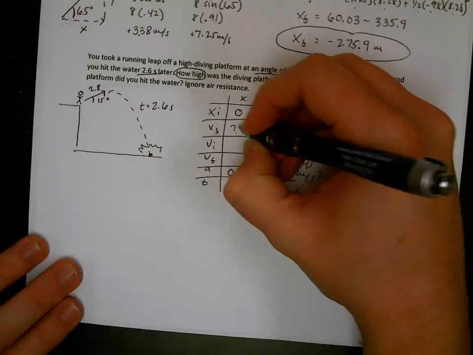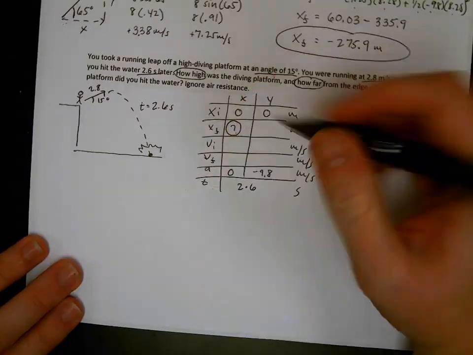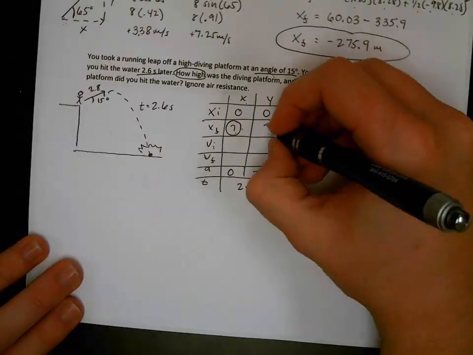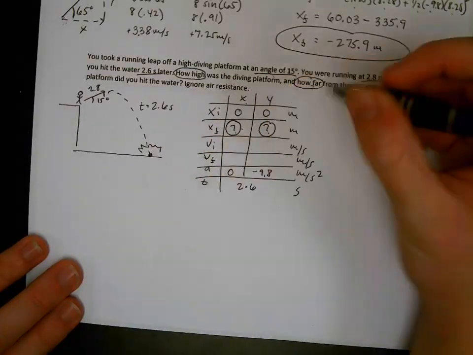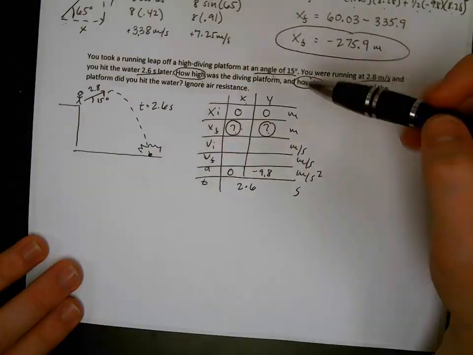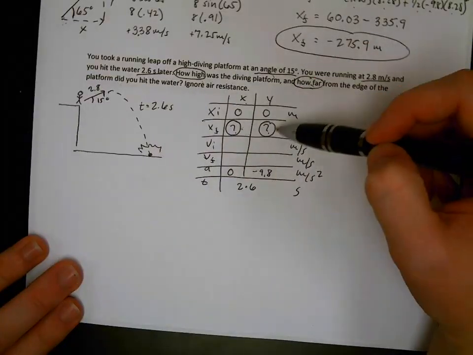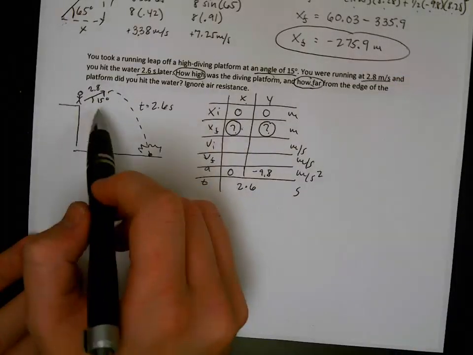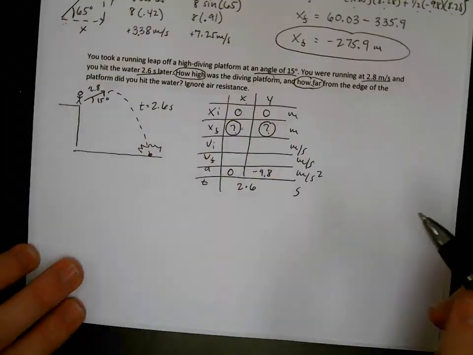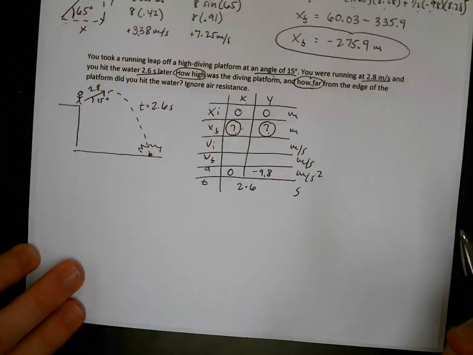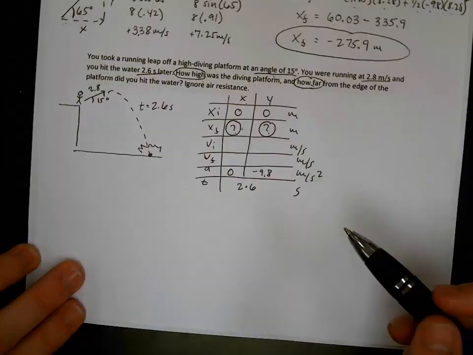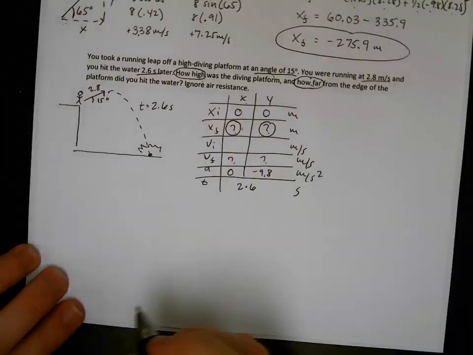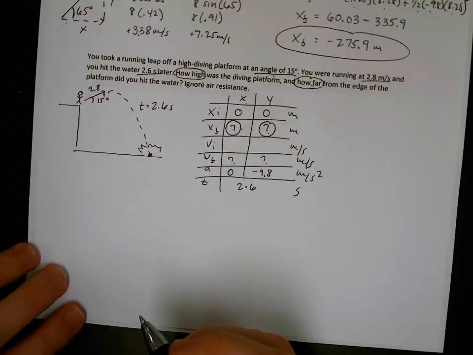Positions, we don't know. This one right here, position in the X direction, will tell us how far. This one right here, position in the Y direction, will tell us how high. All right, so X direction, how far, Y direction, how high. Initial velocity, again, we have an initial velocity, but it's at an angle, which means we're going to have to take that initial velocity and turn it into its X and Y components. Final velocity, we know nothing about. We don't care about it. It doesn't help us in this problem.